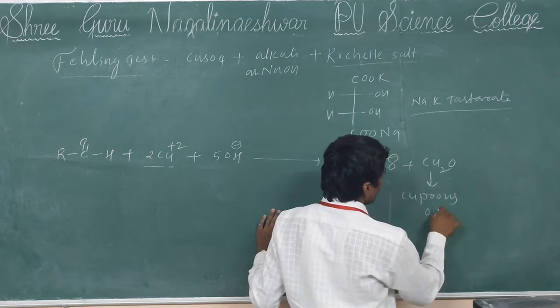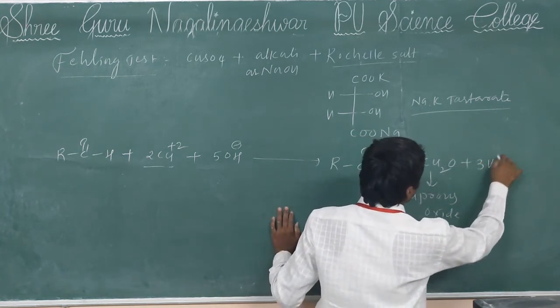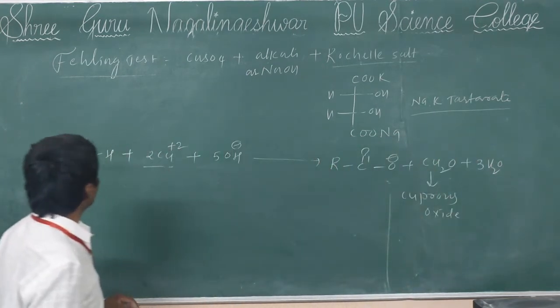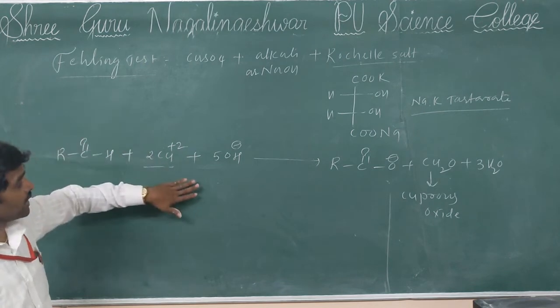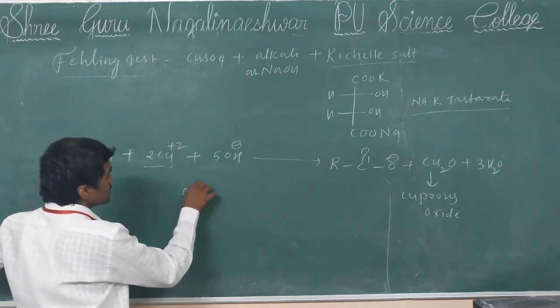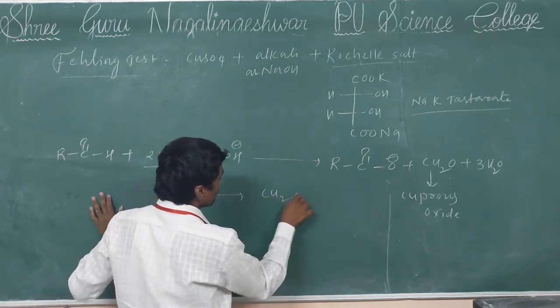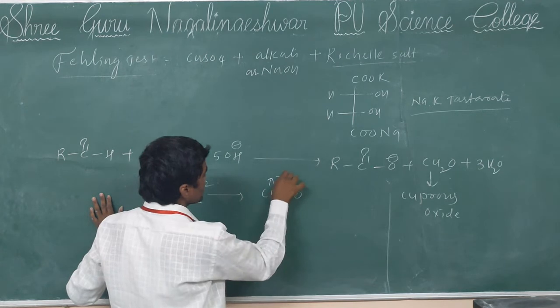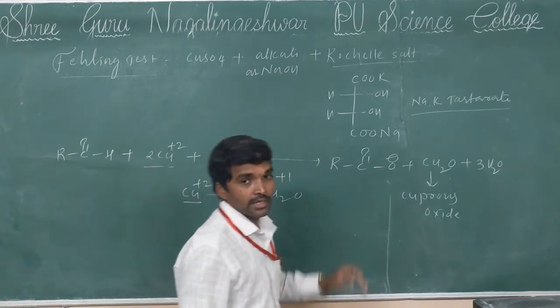Cuprous oxide plus water. Here we can say that aldehydes reduce the Fehling's solution. We will see here the copper oxidation state changes from Cu+2 to Cu2O. In Cu2O, the copper oxidation state is +1. They will ask this for competitive level. So cuprous oxide is formed.